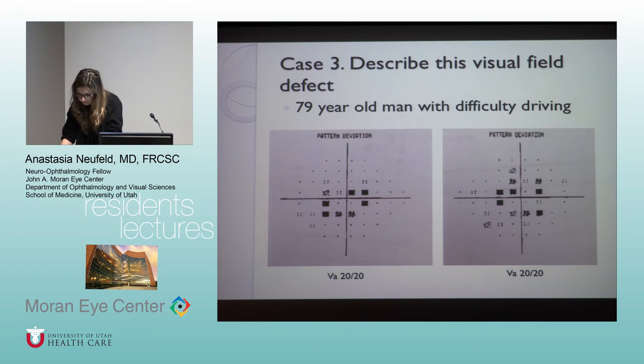So this is a visual field defect. Not sure what it is. Maybe a 24-2. Not sure which eye as well. So this is the pattern deviation of, maybe, the left and right eyes, which shows a central scotoma.